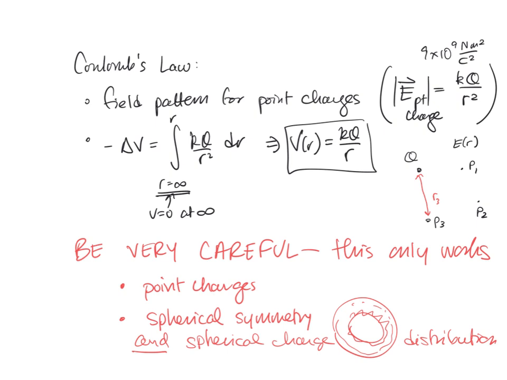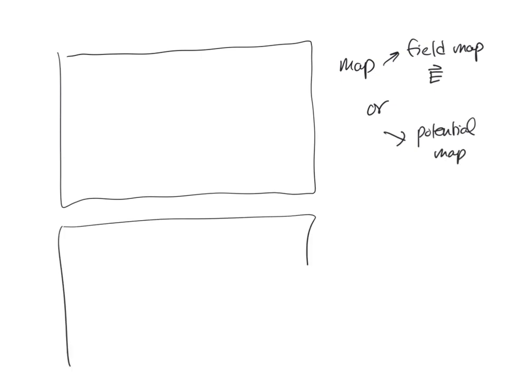So why am I telling you this? A common type of problem we see on the AP Physics C E&M test is when you're given some sort of map. This could be a field map, so it's showing you the electric field in space, or it could be a potential map, so it's giving you equipotentials. I'll try to draw one of each.